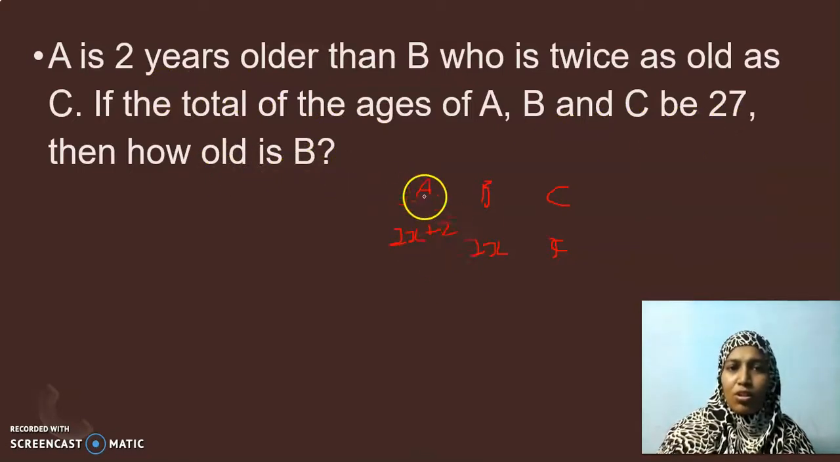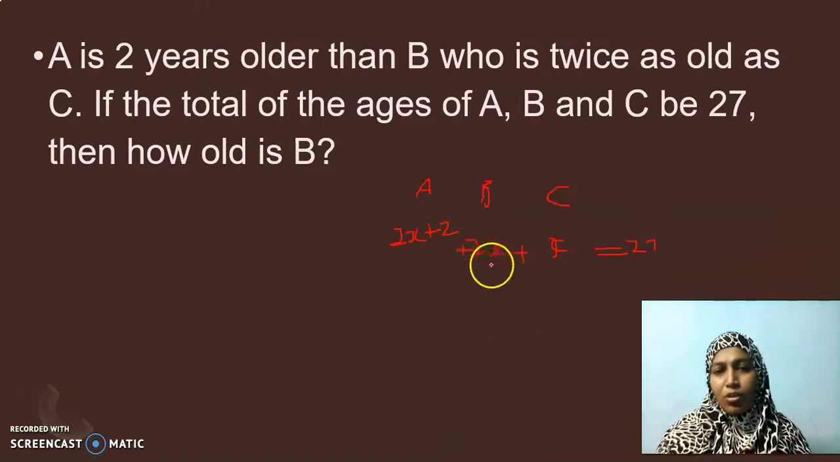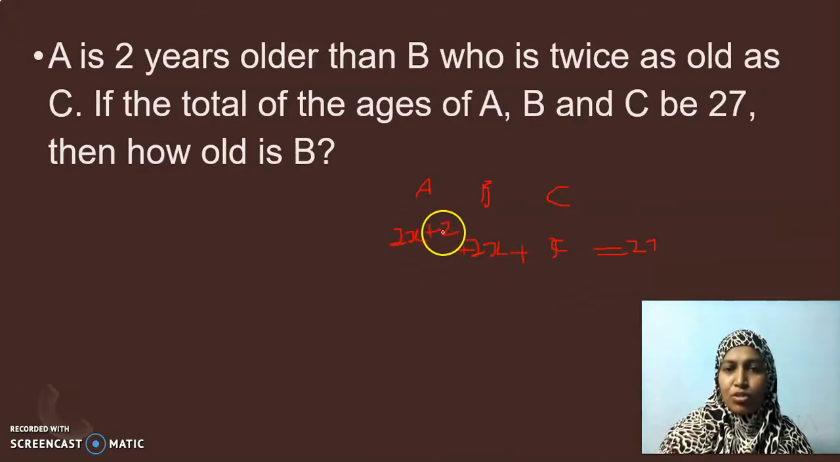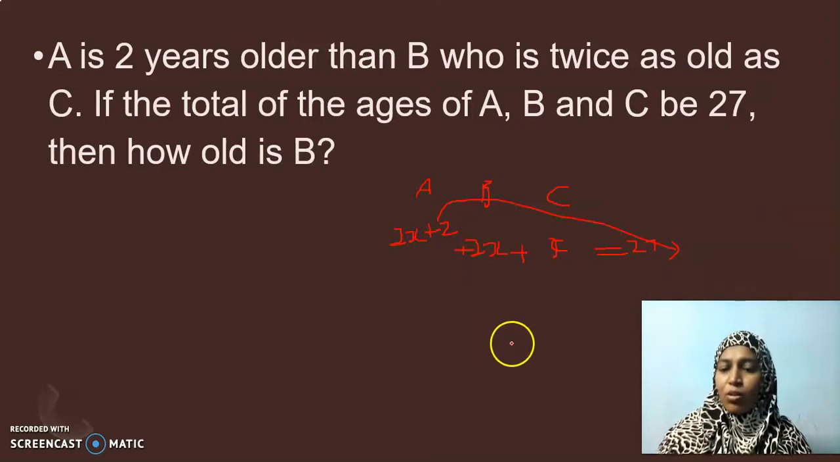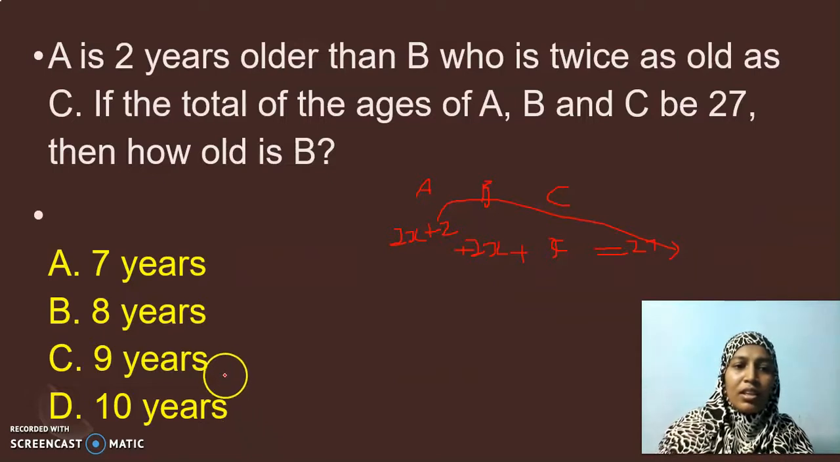Now it is easy. Total means I have to add all these 3 ages and it is equal to 27. This is the equation and you have to simplify and give me the answer. Come on, start doing. Just by looking at it you can find the answer. x plus 2x plus 2x plus 2 is 5x plus 2. So this plus 2 gets transposed, so it becomes 27 minus 2, which is 25. Here I had 5x. So what is the answer? Choose one answer from this.